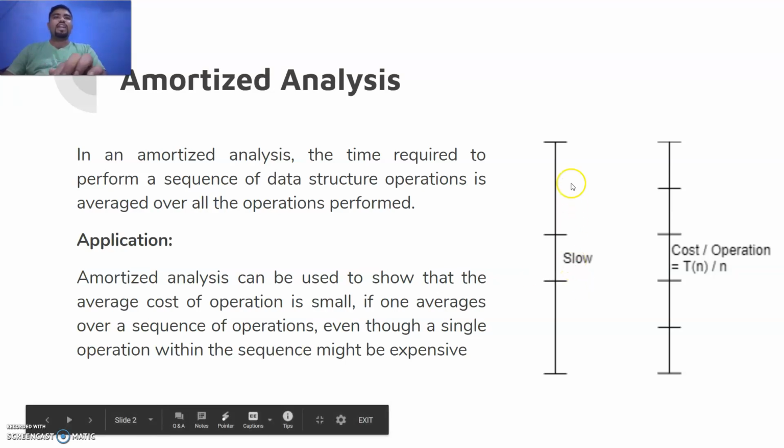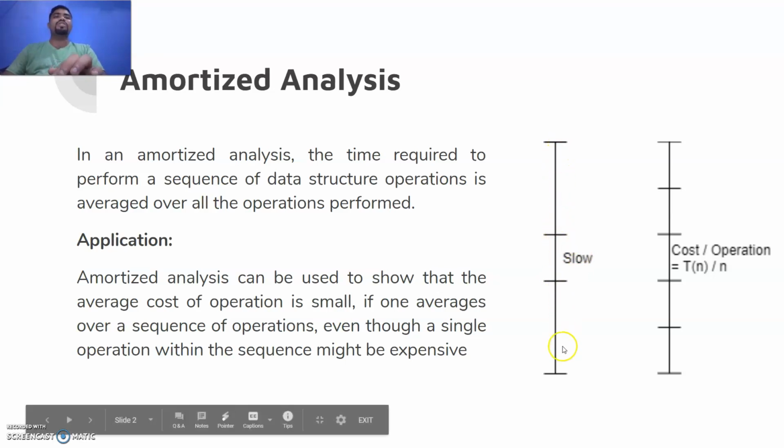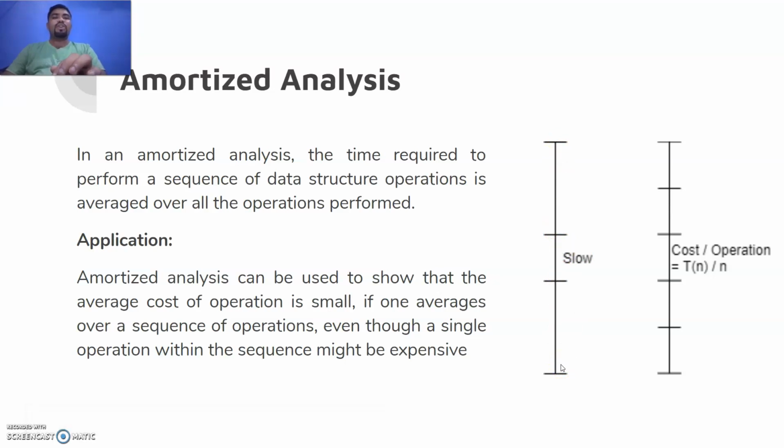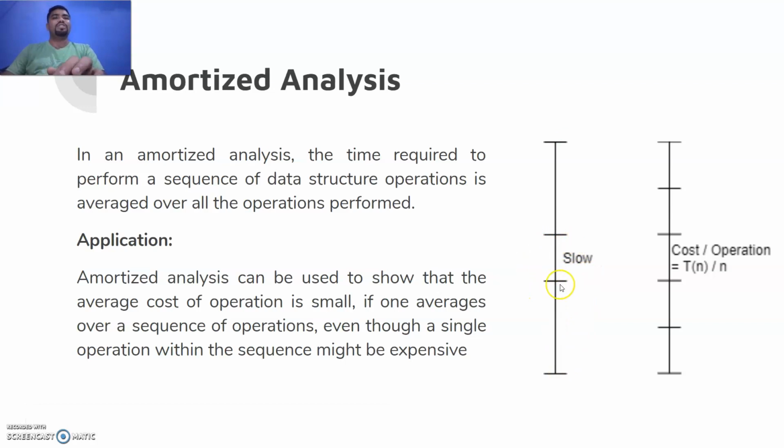Suppose this is the length of my algorithm, and only a part of it is slow. Can we in any way distribute the complexity throughout all the operations inside the algorithm? That is amortized analysis. If we distribute it, then the overall algorithm will bear the cost of those expensive operations, and that's how we'll have a reduced cost per operation. So let's see how we are going to handle amortized analysis using the accounting method.